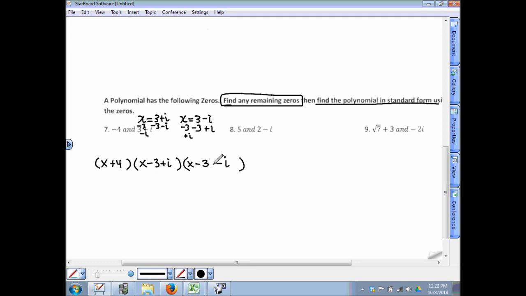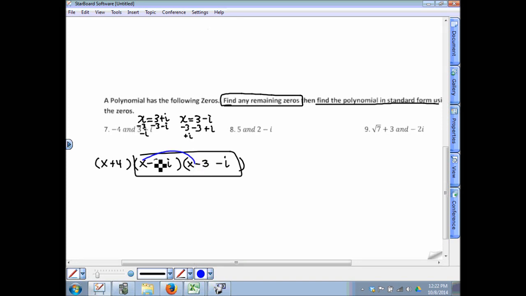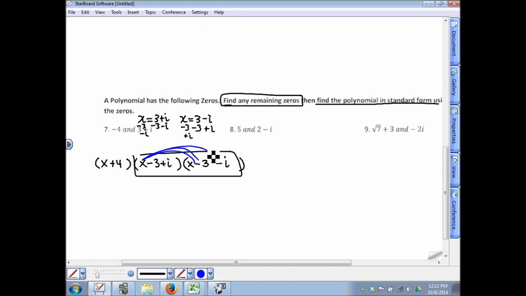But you don't stop here. What do we have to do next? We had to distribute these. Okay? I would start with these two. Definitely start with those two. Okay. x times negative 3, and x times negative i.